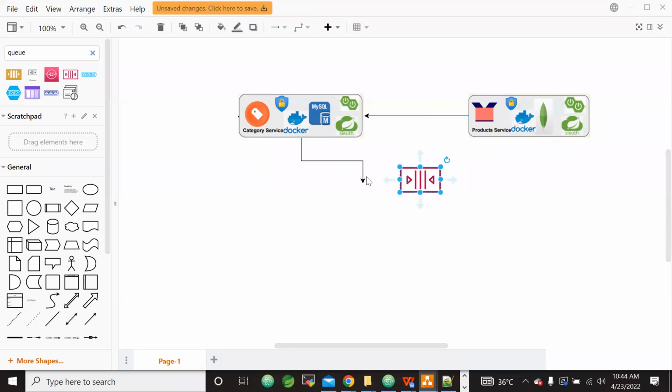Let me keep it somewhere here. It will push to the queue, and the product service keeps listening to this queue and gets the data from it. So let me write it something like this. The category will be updated into the queue as category status, and then from the queue, the product service is continuously listening. Let us say this queue is created using RabbitMQ.